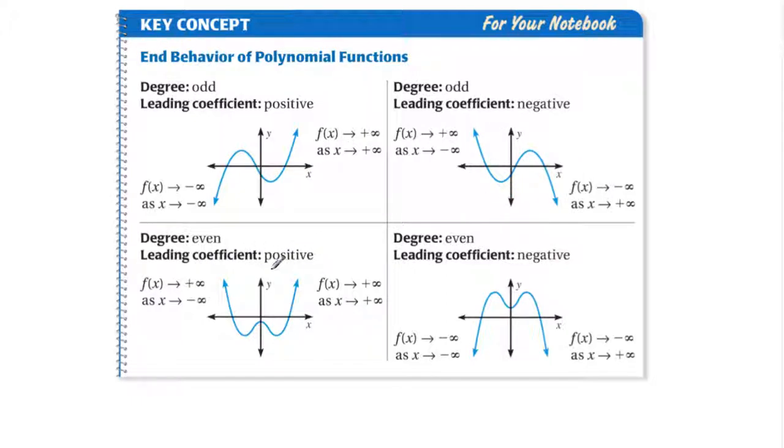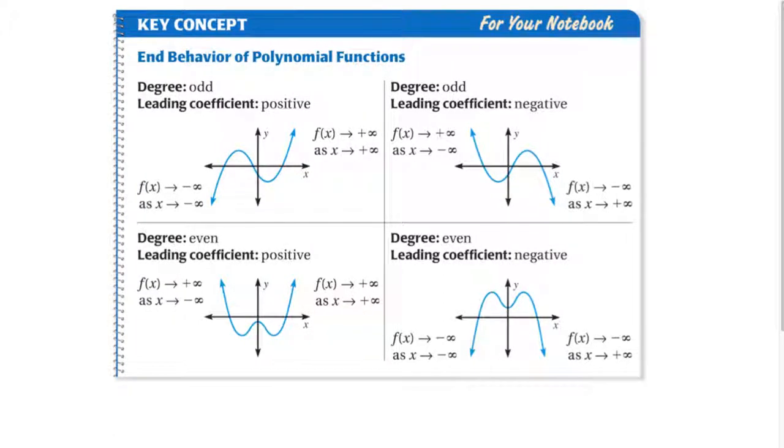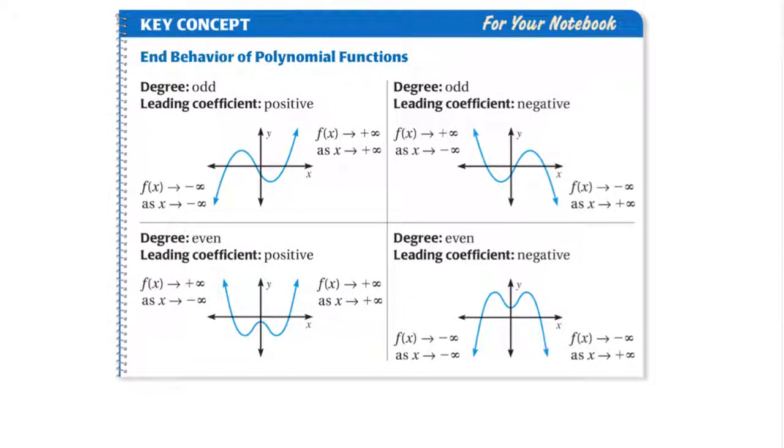With even degrees, they're going to go the same direction. So if the leading coefficient is positive, both ends will go to positive infinity. If the leading coefficient is negative, both ends will go to negative infinity. I really recommend you commit this to memory, but again, if you think of some examples, like for an odd degree, a line, or for an even degree, a parabola, you can work this out on your own, and you don't have to spend hours trying to remember it.